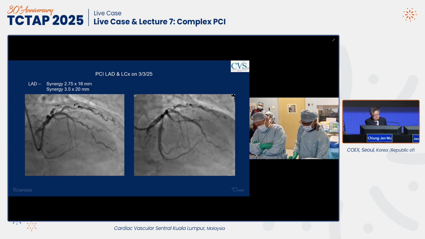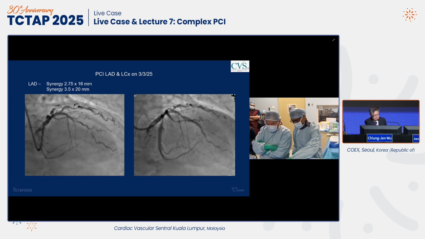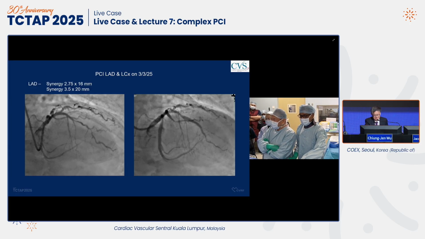For me in practice in Malaysia, probably with lesion preparation, DCB, a sizable PTM, maybe you can just fix it, and maybe a focal stent and maybe downstream DCB. I guess that's what I would do.